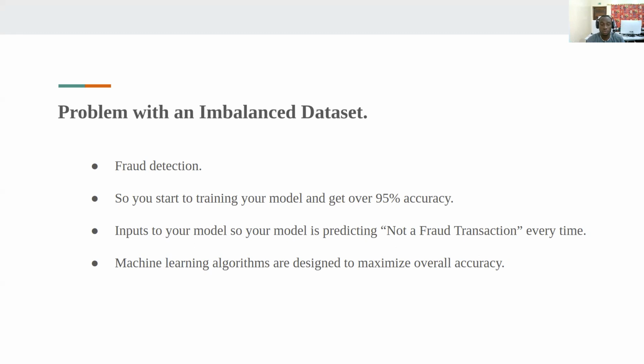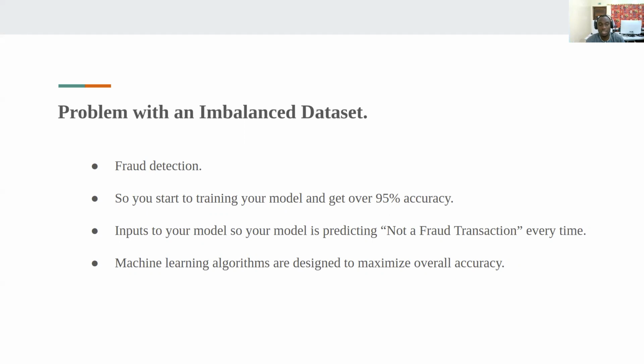You took it to your CEO, you took it to the board to let them know that you have gotten a good model, and they gave you new data to test your model. After they gave you the new data, it was observed that the predictions were just showing not a fraud transaction. All the transactions were saying not a fraud transaction. That means there is a problem in the data set.